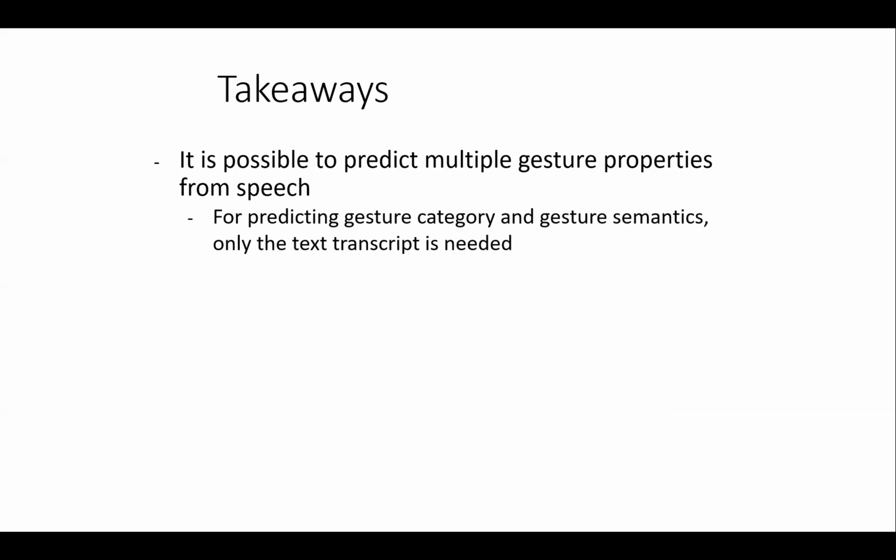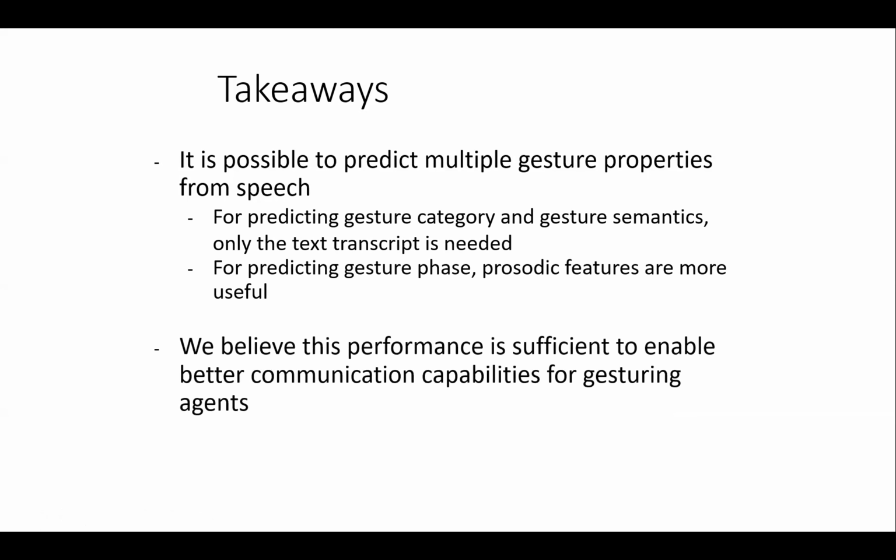For predicting gesture categories and gesture semantics, only the text is needed, which was really interesting. And for gesture phase, the prosodic features are really important. So the audio is really important for gesture phase. And as I said, even if it's not performing at 100%, it will allow us to increase the utility of these systems by producing some meaningful gestures.